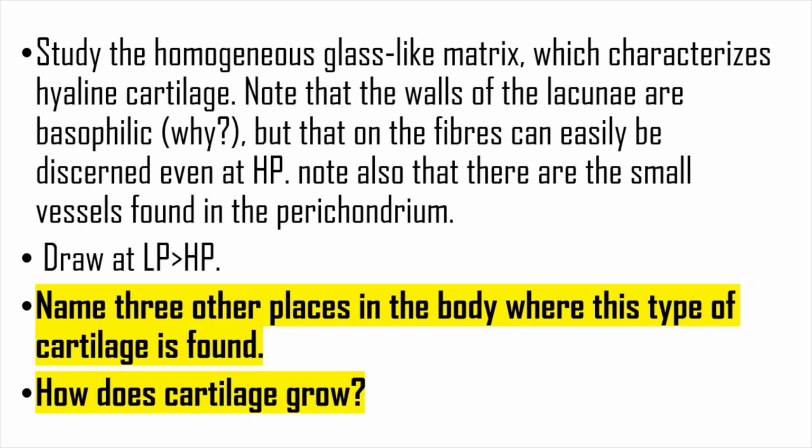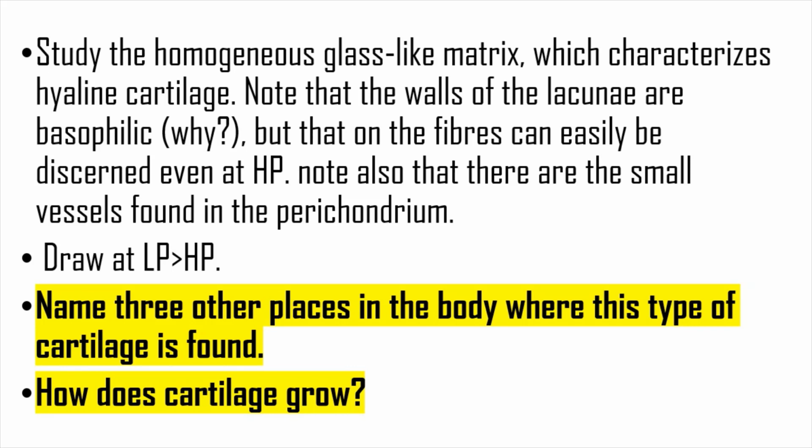Alright, now you should study the homogeneous grass-like matrix which characterizes hyaline cartilage. Note that the walls of the lacunae are basophilic. Why are they basophilic? Meaning they stain blue. Okay? They stain blue. But that on the fibers can easily be discerned even at high power. You should note also that there are small vessels found in the perichondria. Draw at low power, draw at high power.